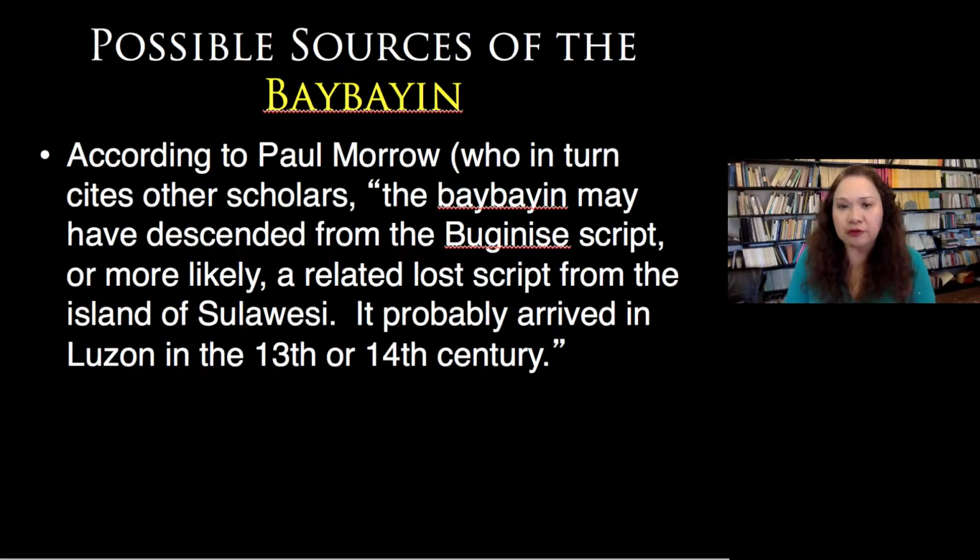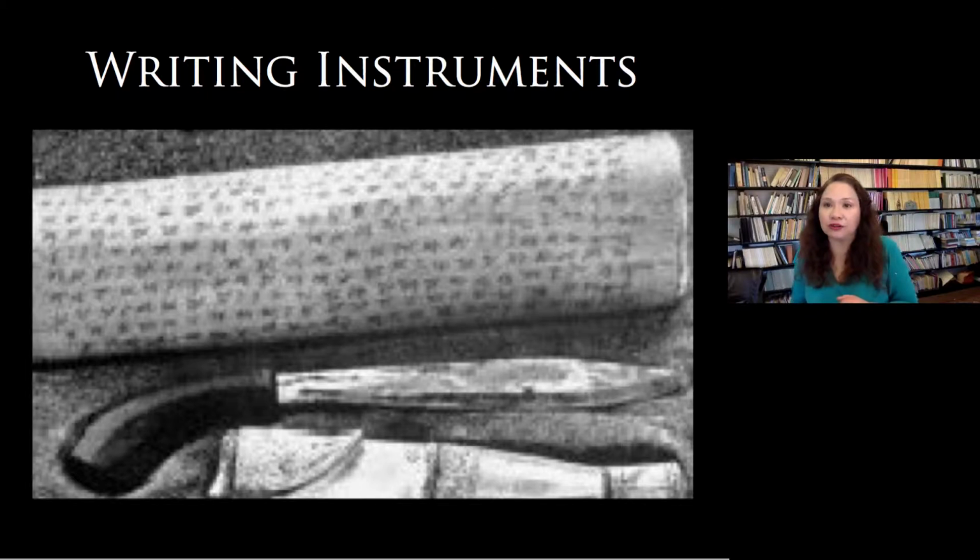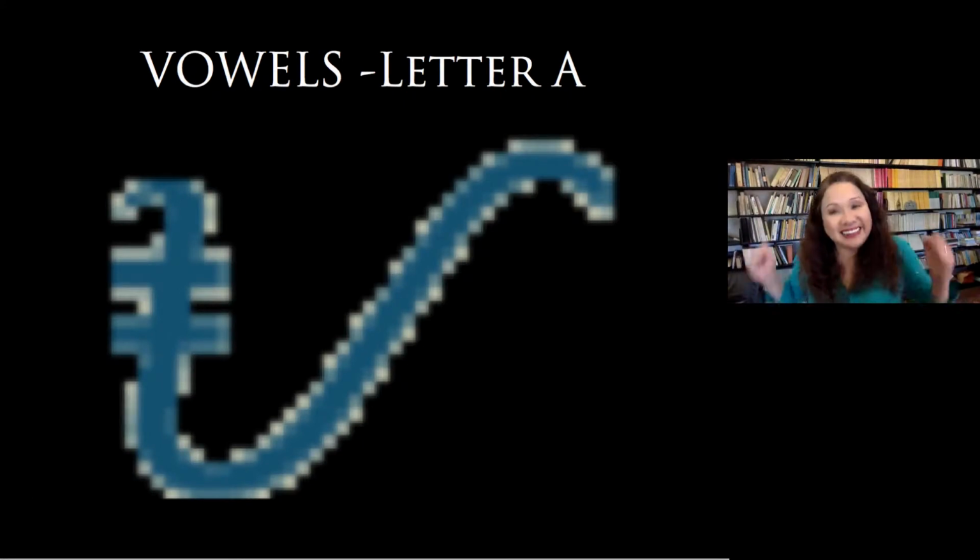According to Paul Morrow, who in turn cites other scholars, the Baybayin may have descended from the Bugis script, or more likely a related lost script from the island of Sulawesi. He says it probably arrived in Luzon in the 13th or 14th century. Actually, some scholars now believe that it arrived earlier, but that's what he said. Okay, let's move on. These are just photographs of some writing instruments. As you can see, the bamboo and the knife that they use to write the Baybayin.